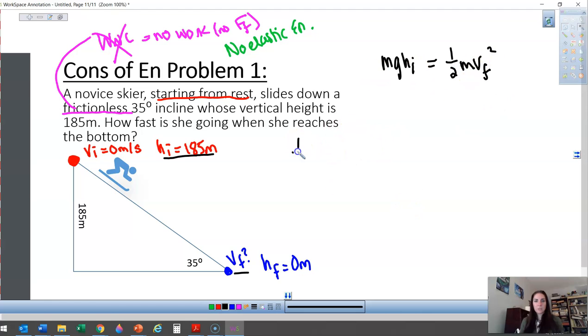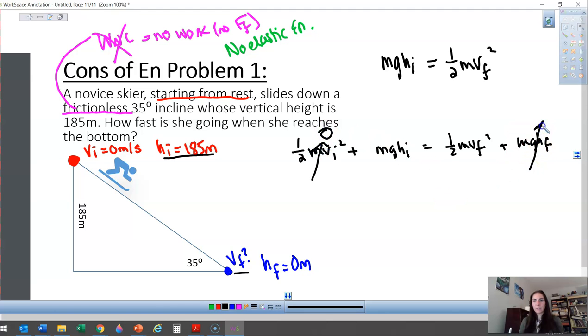Or you can do this. You can say 1/2 m v initial squared plus m g h_i equals 1/2 m v final squared plus m g h_f. And then notice it reduces down to this. The initial velocity is 0, so this whole term goes away. And the final height is 0, so the whole term goes away.